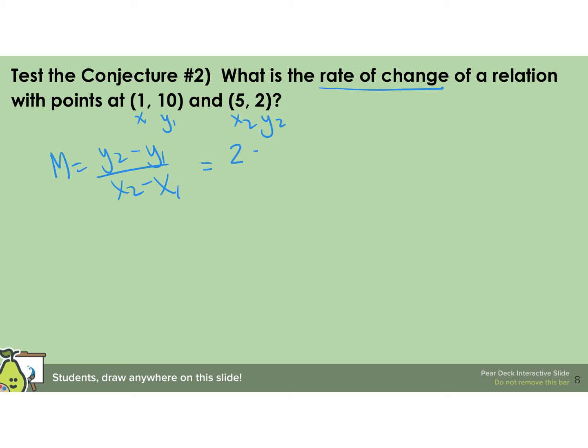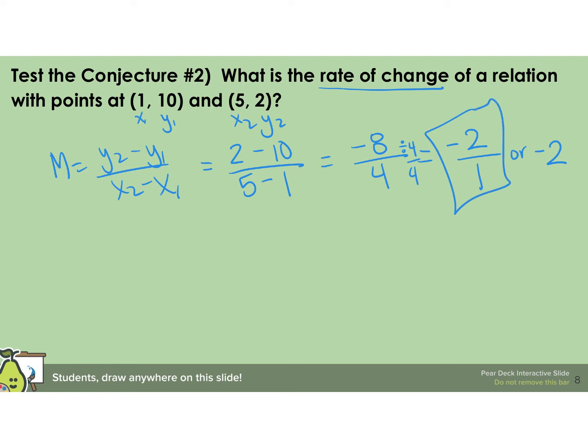y2 is 2. y1 is 10. That's negative. x2 is 5. x1 is 1. 2 minus 10 is negative 8. 5 minus 1 is 4. I'm going to reduce because I can divide both of these numbers by 4, and I get negative 2 over 1. That's my slope. You can write it as negative 2, but this way is better.